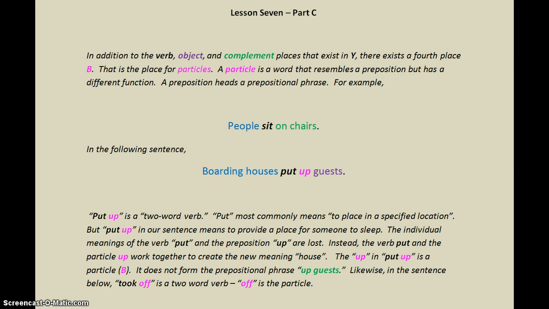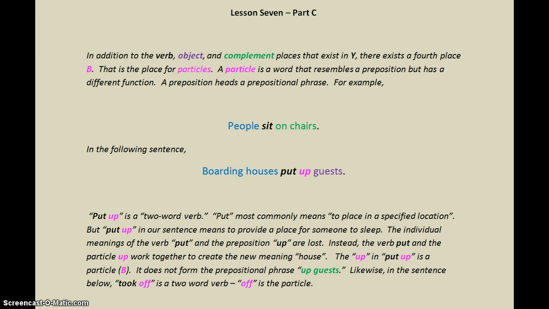A preposition heads a prepositional phrase. For example, people sit on chairs. On chairs is a prepositional phrase. It tells us where people sit. In the next sentence, boarding houses put up guests, we really have a two-word verb, put up. Generally, put means to place something in a location. We put our book on the table or we put our coat on the hanger. But put up in this sentence means to provide a place for someone to sleep.